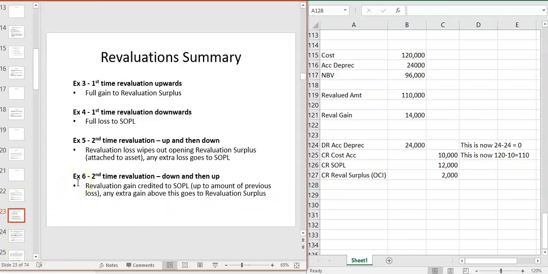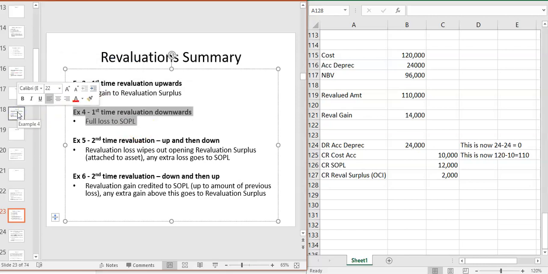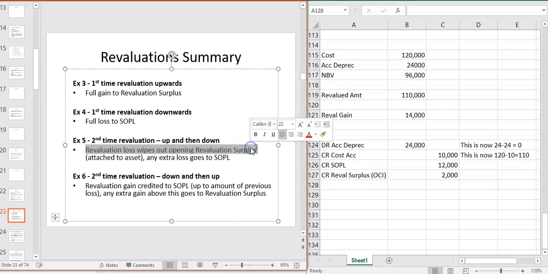Right? So what are your key rules then? Example 3, first time reval upwards, straight to the reval surplus. Example 4, first time reval downwards, straight to the P&L, the full loss. 5 and 6 get a bit more complicated. Second time revaluation, first was up, then it's down. The revaluation loss wipes out any reval surplus attached to that particular asset, not other assets. Any extra loss that might go over and above that goes straight to the P&L.